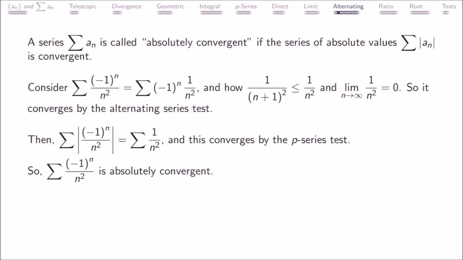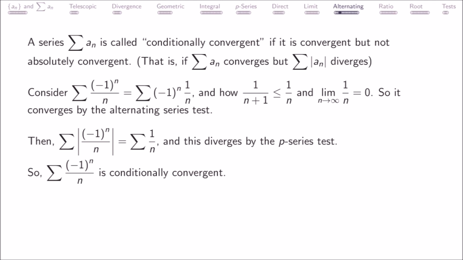A series An is called absolutely convergent if the series of absolute values is convergent. Consider the alternating 1 over n squared. Here we have the following. So it converges by the alternating series test. Then the absolute value of this series equals 1 over n squared, and this converges by the p-series test. So the alternating 1 over n squared is absolutely convergent.